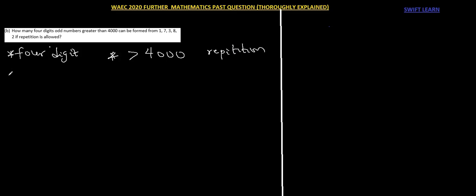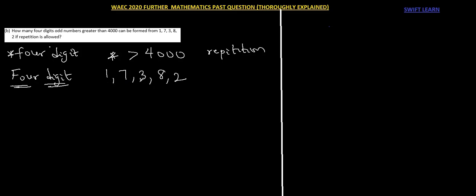So you have to look at all the conditions in this question. The first condition is that it must be a 4-digit number. You have to note that. The second condition is that it must be greater than 4,000. Then the third condition is that repetition is allowed, which means we have repetition in our question. Then let's start. We are considering 4-digit numbers, and we have to see how many will be greater than 4,000. But here we have 5 digits: 1, 7, 3, 8 and 2.